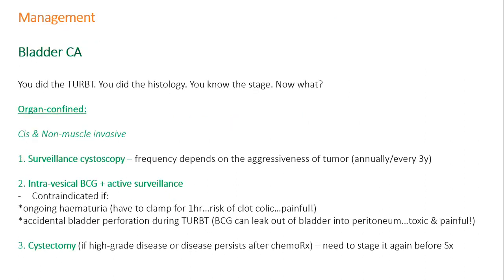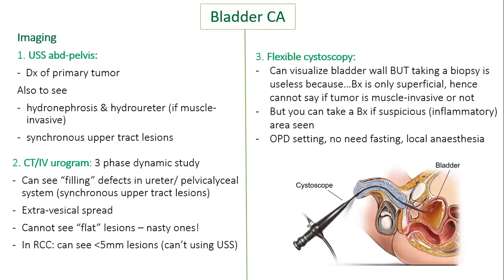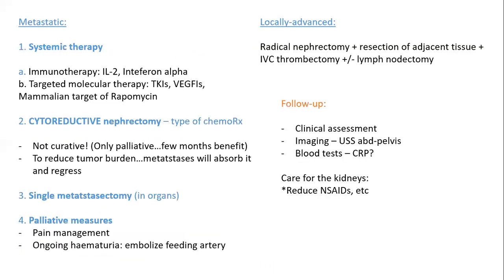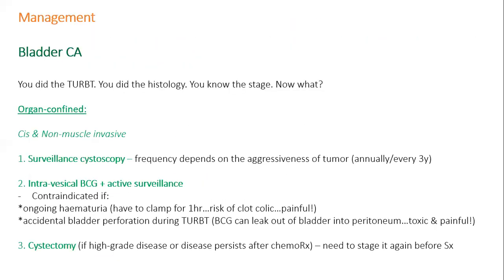Then you come to bladder CA. Remember where we stopped? If I go back and show you, we did the ultrasound, the CT urogram, the cystoscopy, and the TURBT. We got the specimen, and we know the histology also now. You know the stage also because you did a CT scan. Now how do you go ahead from here?